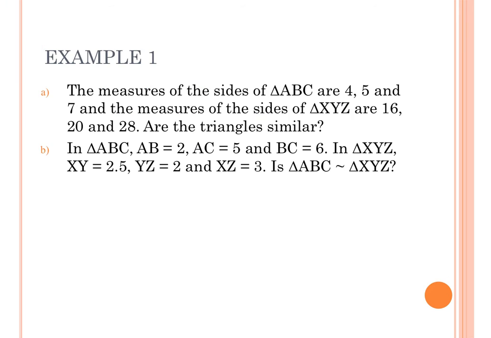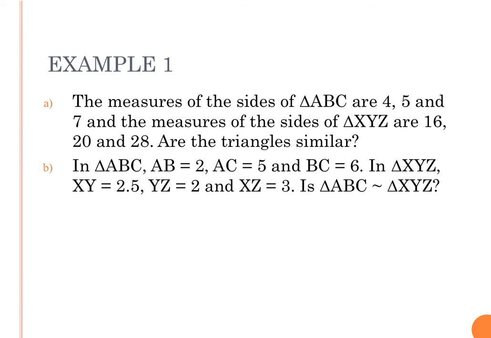Because we don't know any. Here we go. Example 1. The measures of the sides of ABC are 4, 5, and 7. And the measures of the sides of XYZ are 16, 20, and 28. Are the triangles similar? Okay? So, down below I want you to write letter A. Are we given any knowledge about any of the angles? No. So go back. Think about the angles, okay?